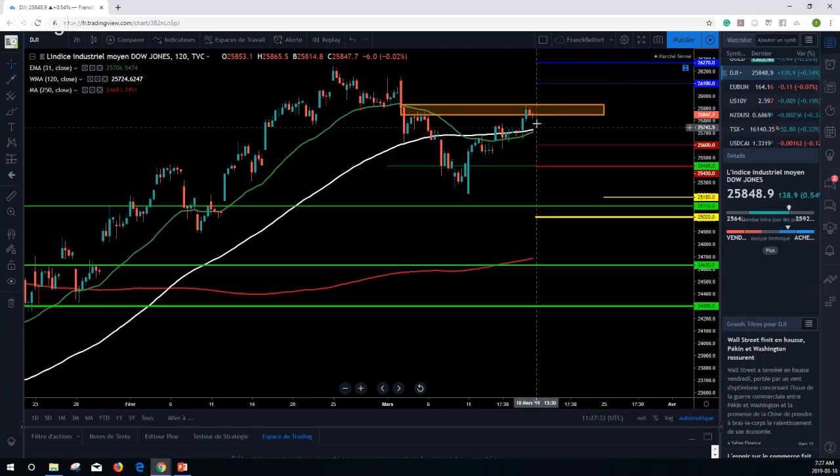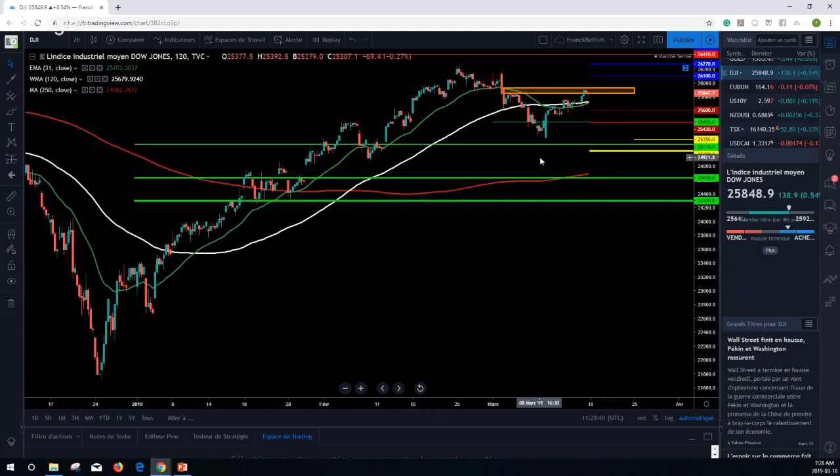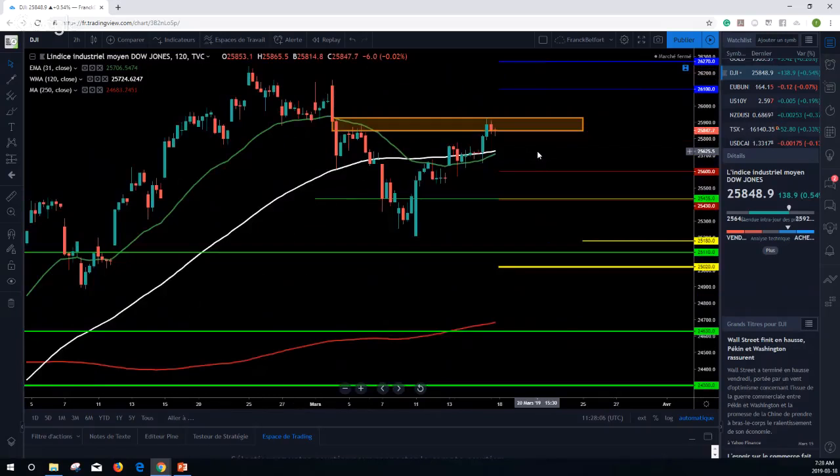Or if we fell and we just reintegrated this level and we break it, then you can buy too. But if we come into here and we break this level, this zone supported by this moving average, then we probably increase the probability that the market could go down, right? So you just have to wait here, observe the market carefully and react to what we are potentially doing, right? Here is my strategy on Dow Jones. So this week I'm neutral on Dow Jones.